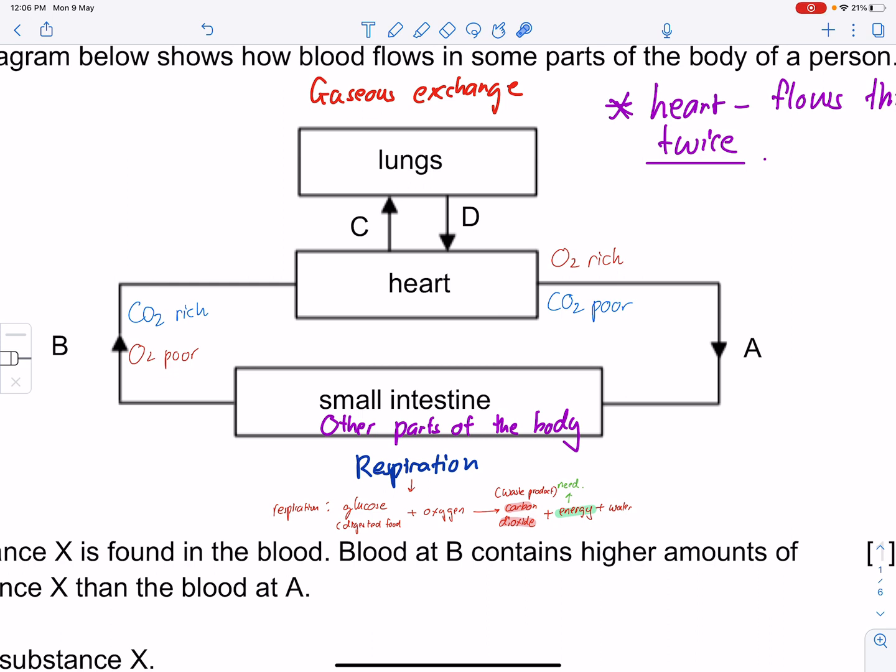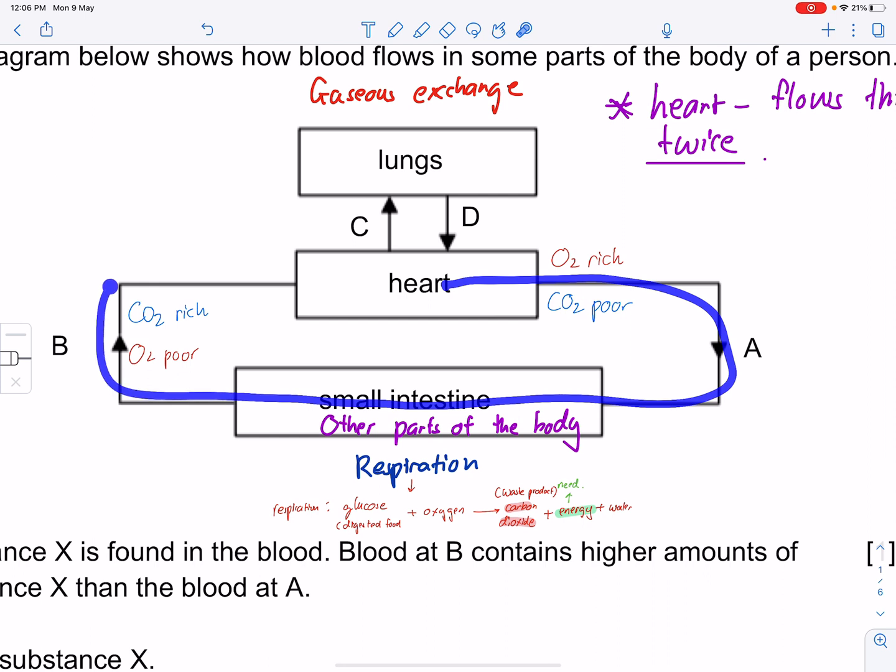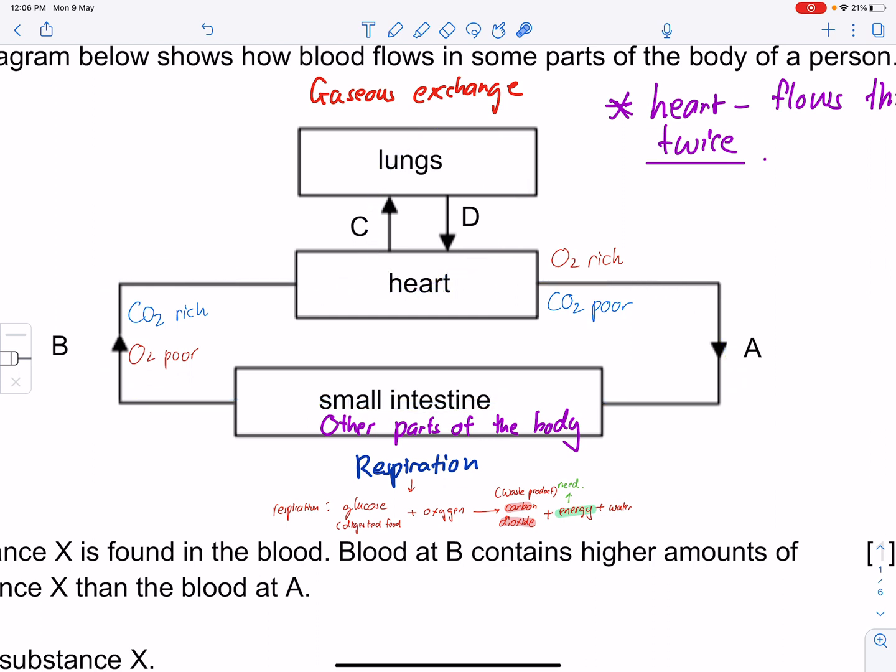So let's recap. If I look at the flow from your heart to all parts of the body and then back to your heart, this is the first time. The second time would be from your heart to your lungs and then back to your heart. So this is the reason why we say it's a double circulation. Two times.